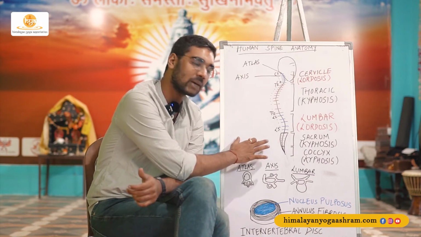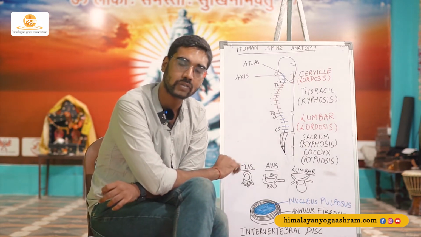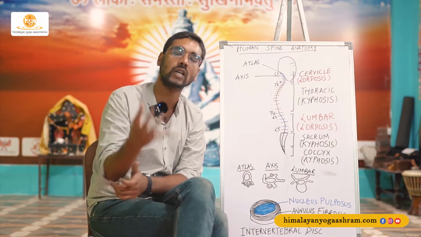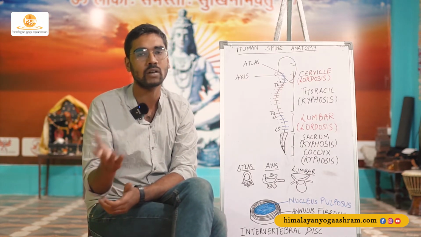There are no unique names given to the sacrum as well as the coccyx because they are fused together. They do not really need an individual identity as such, except for the names that they have, sacrum and coccyx, or the tailbone.